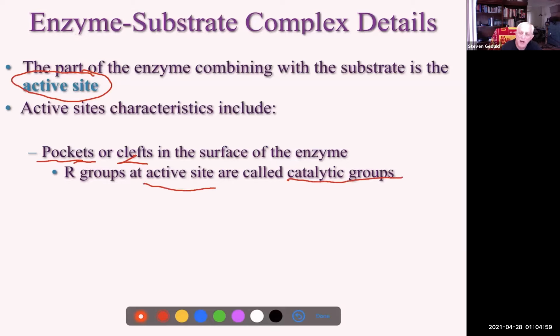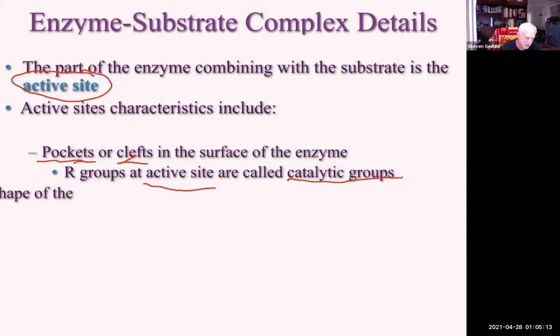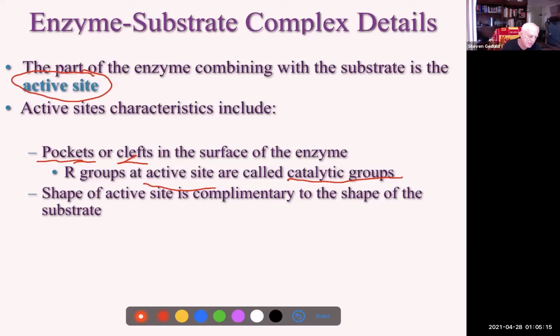Those can form hydrogen bonds. Those can form disulfide bonds. They can form salt bridges. They can form van der Waals forces. They can form other forces that help hold that substrate into the enzyme from the R groups that are inside the active site. The shape of the active site is complementary to the shape of the substrate.